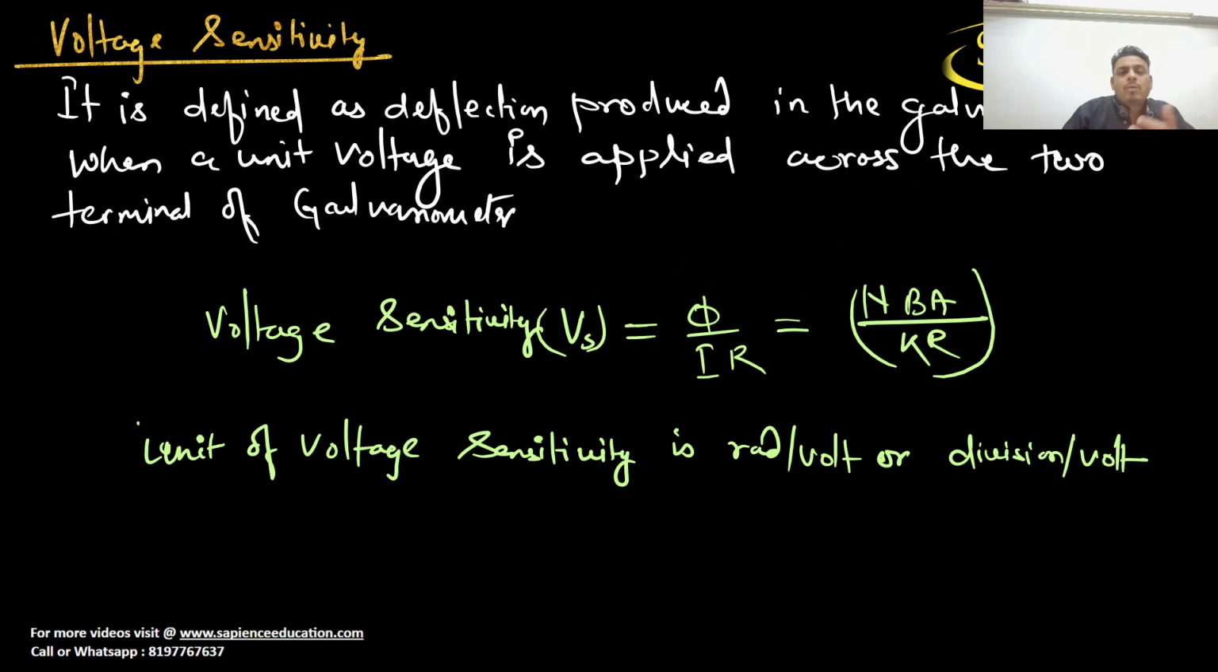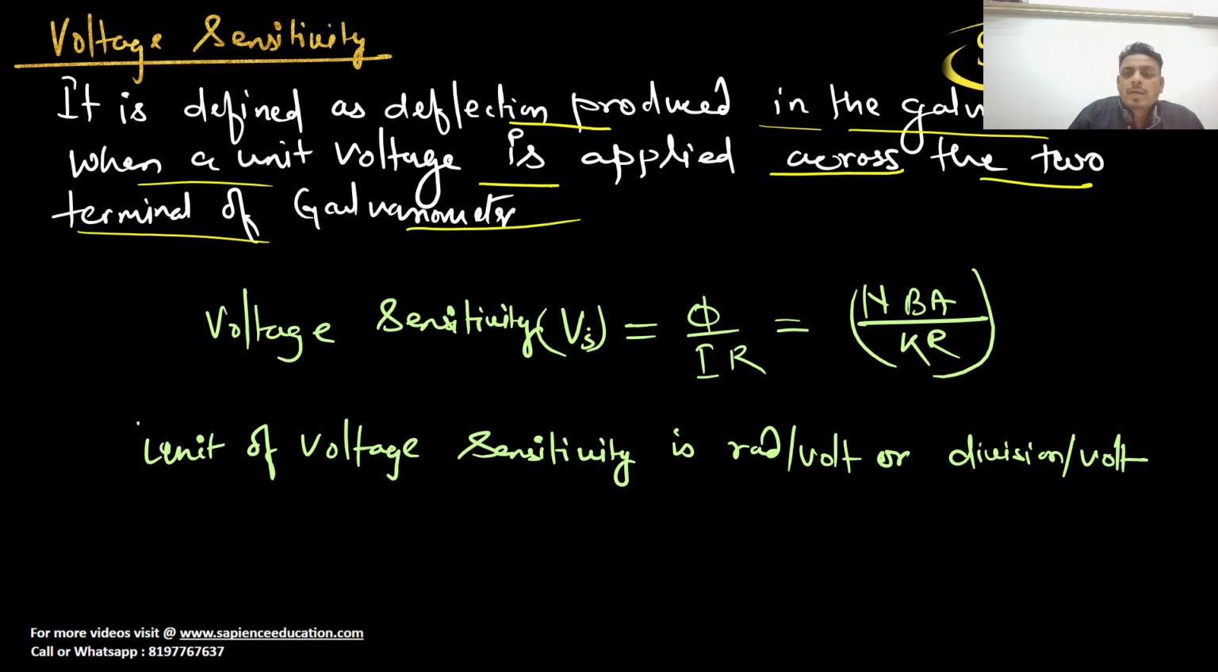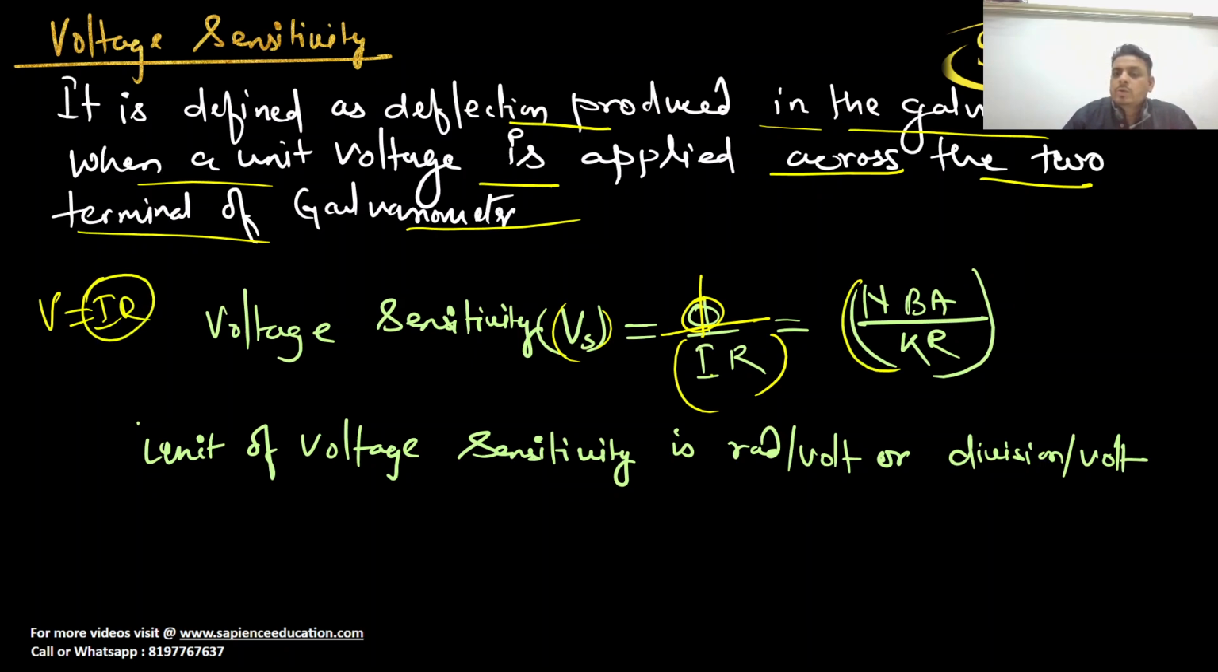Now, what is voltage sensitivity? It is defined as the deflection produced in a galvanometer when a unit voltage is applied across the two terminals of the galvanometer. So voltage sensitivity is equal to the amount of deflection per unit voltage. Voltage V is equal to I into R. So when we put their value, we will get NBA by K into R. So the extra R will be imposed. The unit of voltage sensitivity is radian per volt or division per volt.